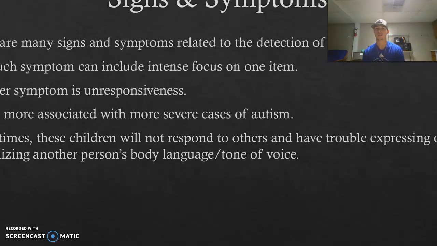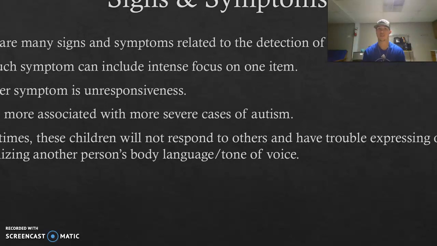So signs and symptoms. There are many signs and symptoms related to the detection of autism. One such symptom can include intense focus on one item. These individuals are oftentimes really locked in and interested in one certain topic or item, and they know it like the back of their hand.